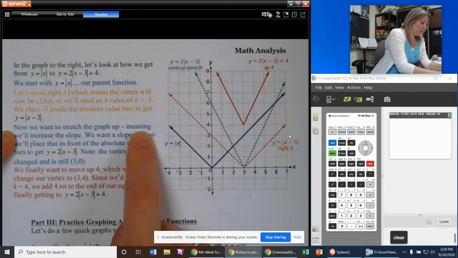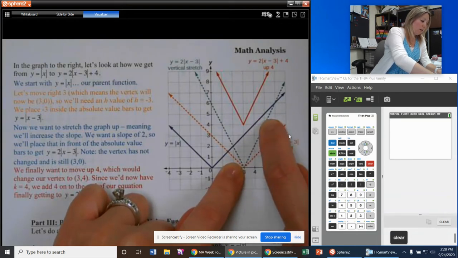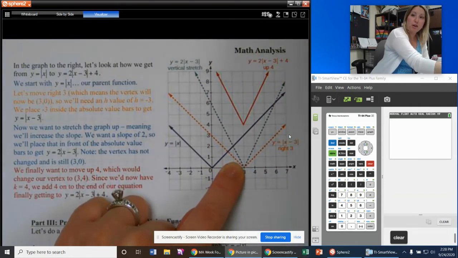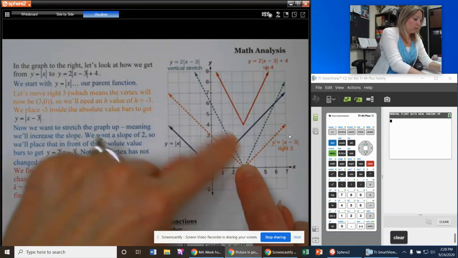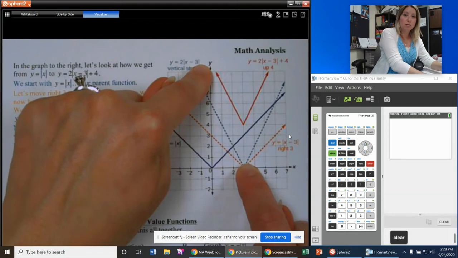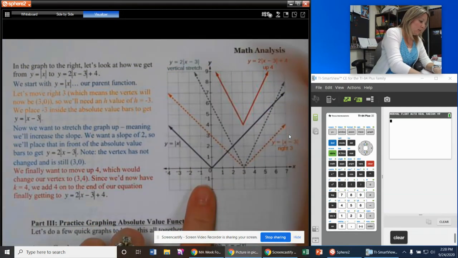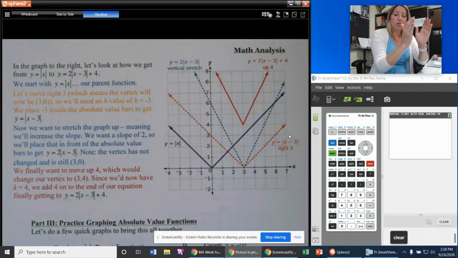So in order to do that, I need to increase my slope. My slope was 1, up 1, right 1, up 1, right 1, up 1, right 1. Now I need the slope to go up 2, right 1, up 2, right 1. So what goes in front of my absolute value bars this time? A positive 2. Now again, on the other side of the vertex, you do just the opposite. Okay, so you know how to go the other direction. But that is how we increase the slope, making it narrower.